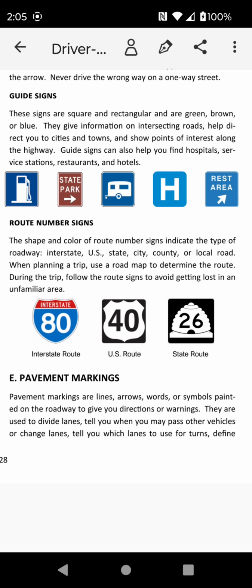Pavement markings are lines, arrows, words, or symbols painted on the roadway to give you direction or warning. They are used to divide lines, tell you when you may pass other vehicles or change lanes, and tell you which lanes to use for turns.